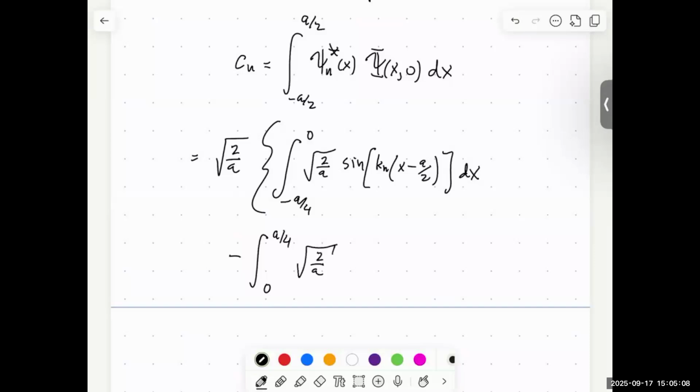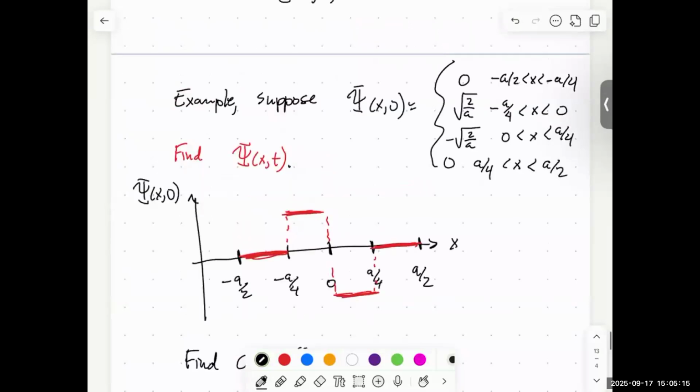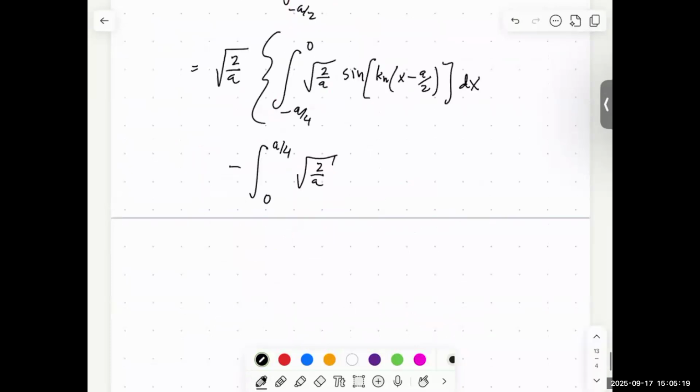This 2 over a is from our initial wave function. The minus sign is from that initial wave function right there, minus 2 over a square root. Okay, and then we have the sine again, kn x minus a by 2 dx, and then close bracket. All right. So these are our CNs. These integrals aren't so difficult to evaluate. Let's see what we get.